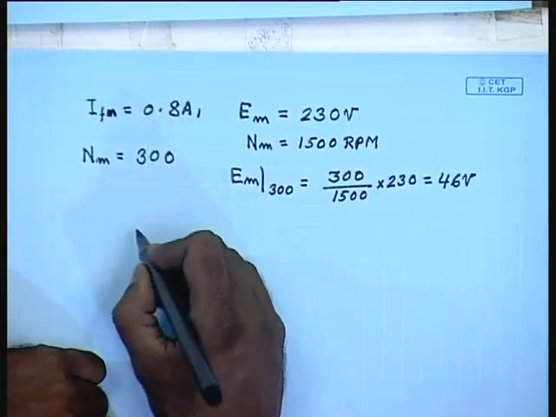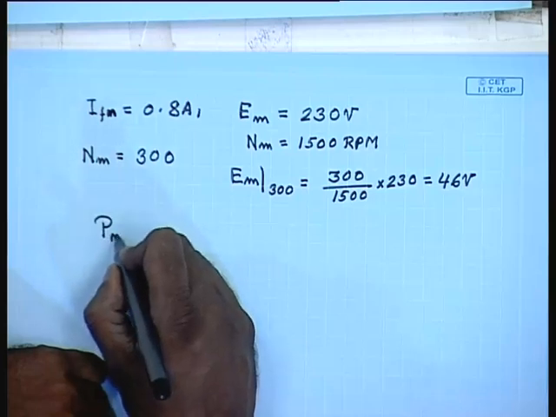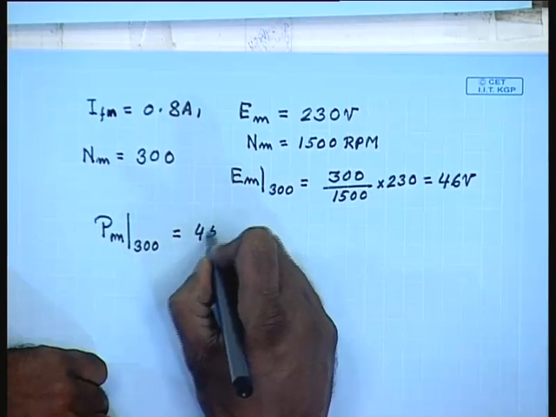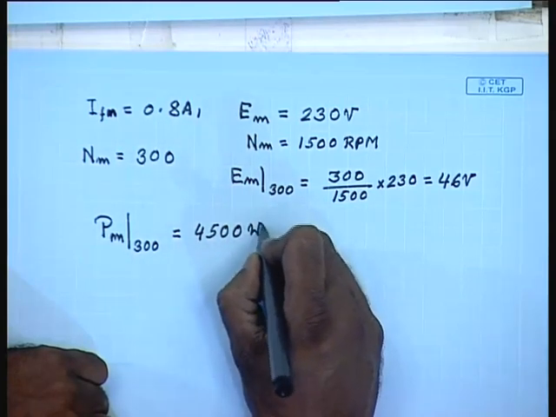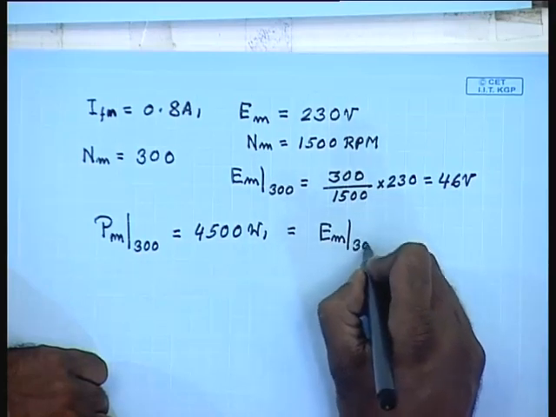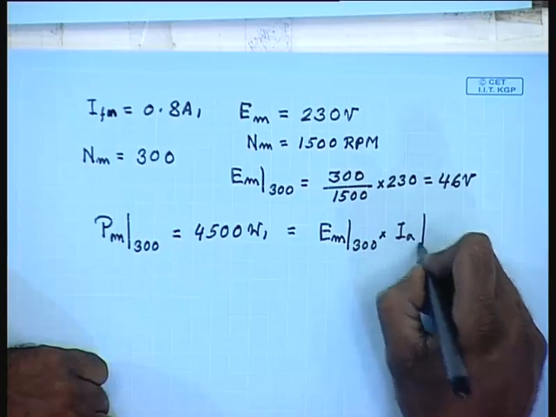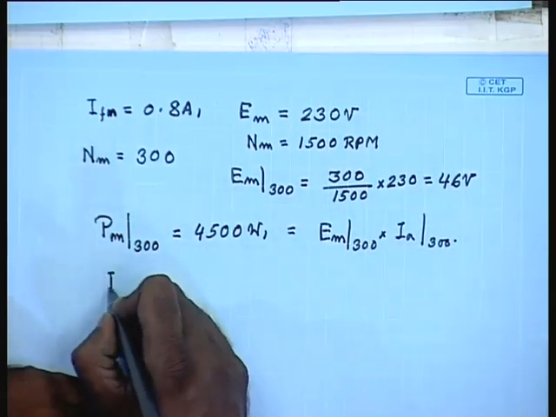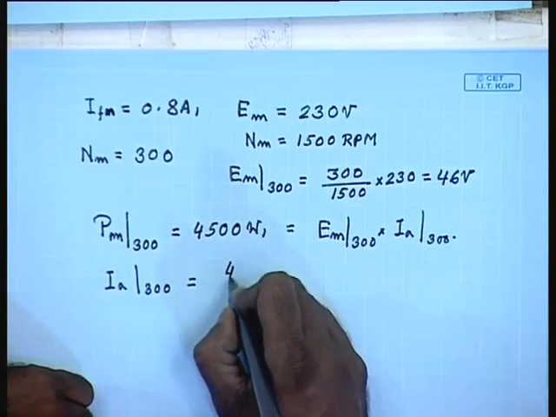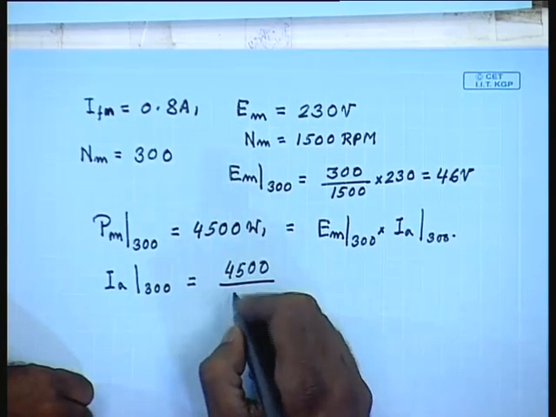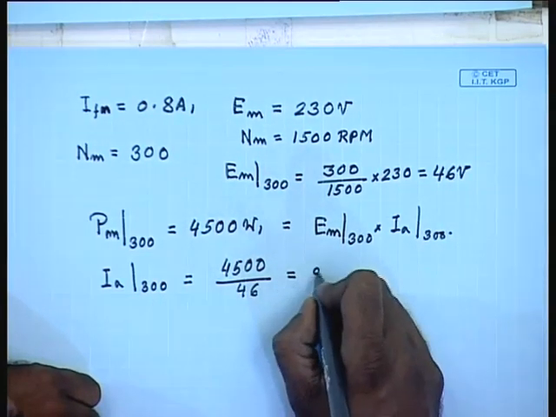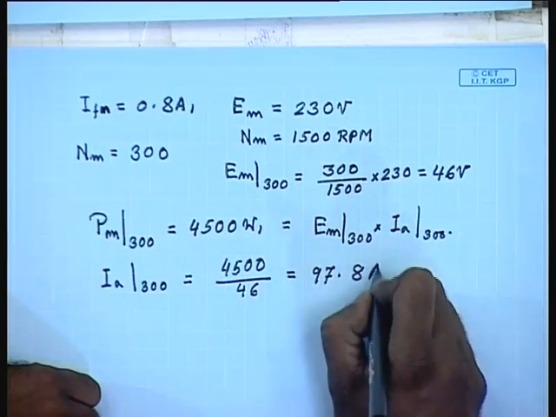The power output Pm at 300 rpm equal to 4500 watts. So, this is equal to Em at 300 rpm multiplied by Ia at 300 rpm. So, Ia at 300 rpm is 4500 by 46, which is equal to 97.8 amperes.